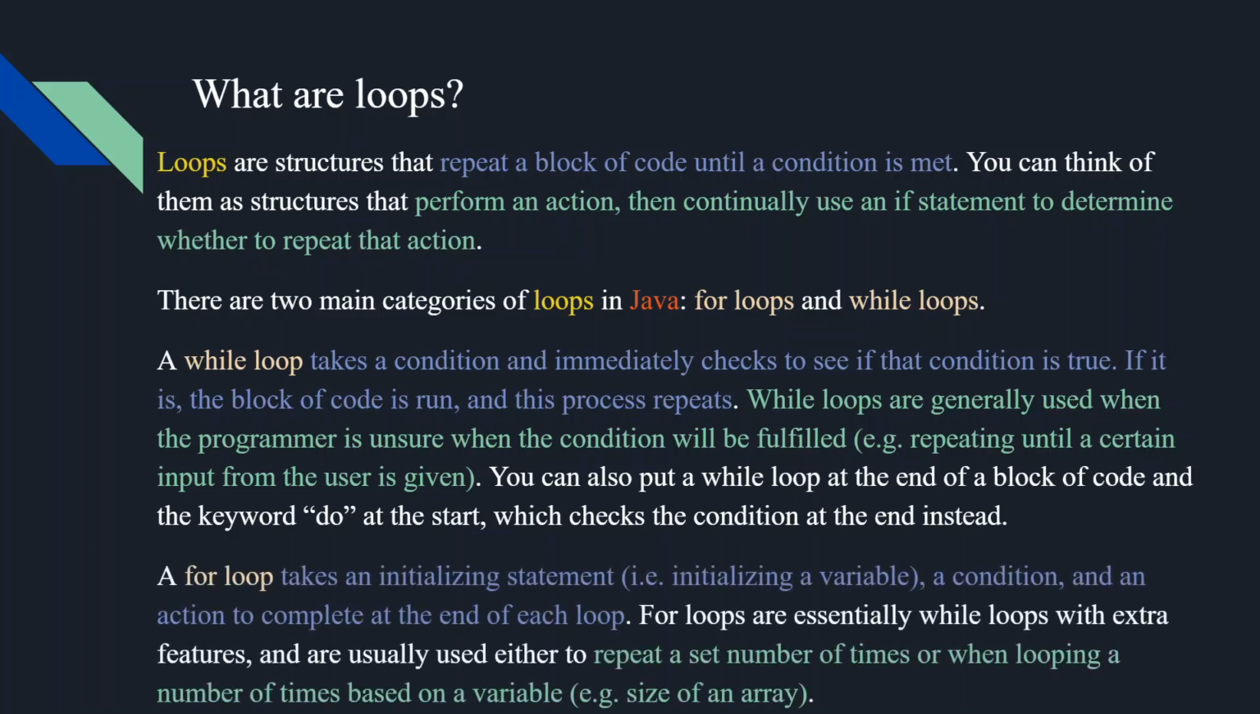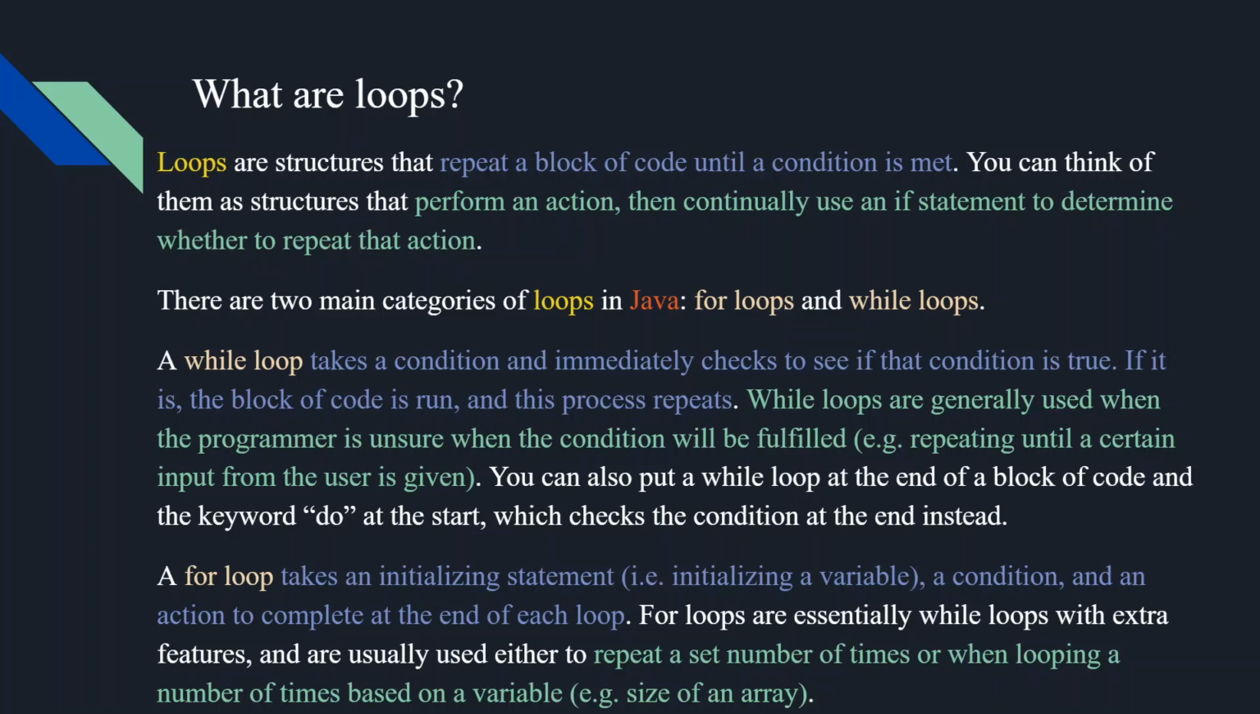If a while loop is the most basic form of loop, you can think of a for loop as a while loop with extra features. A for loop takes an initializing statement, followed by a semicolon, then a condition followed by another semicolon, then finally an action to complete at the end of each loop, which is often increasing a counter variable by 1.